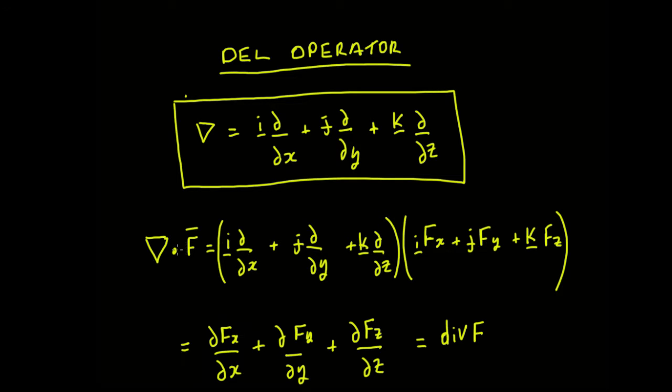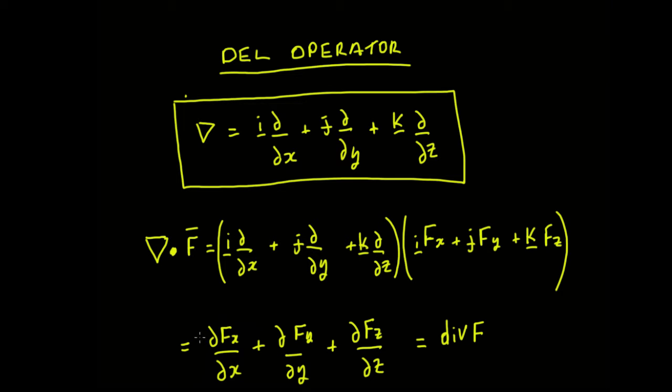So if we were to take the del operator and dot it with a vector function, then we would have this here, which is above, times the vector function, which would be i f of x plus j f of y plus k f of z. So that means that the i would cancel with the j and the k, and the j would cancel with the i and the k, and the k would cancel with the i and the j.